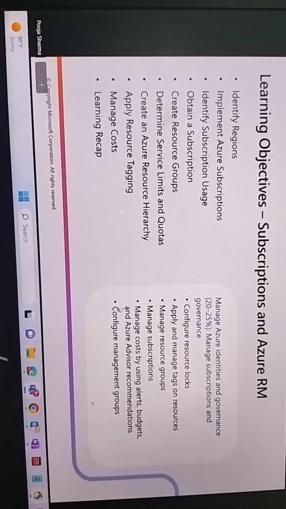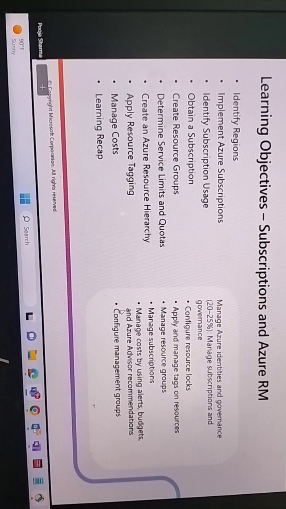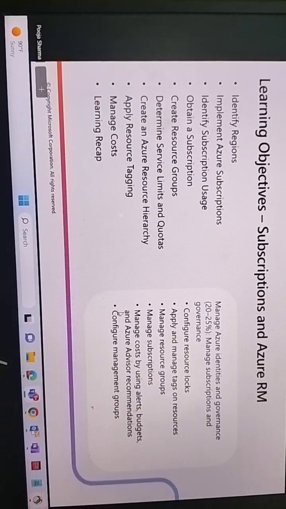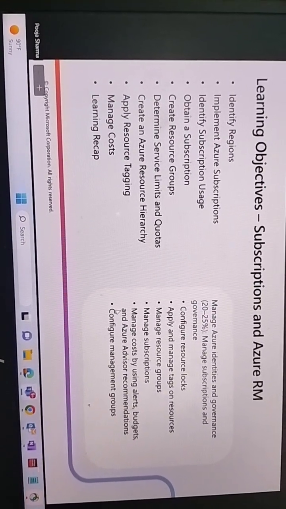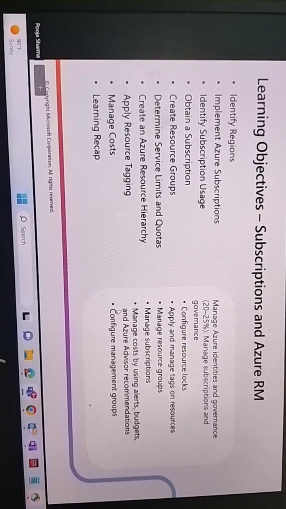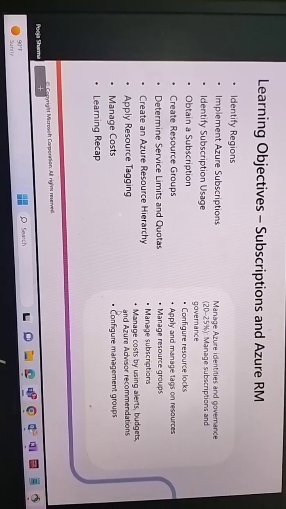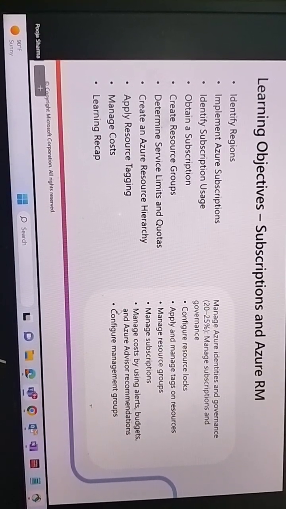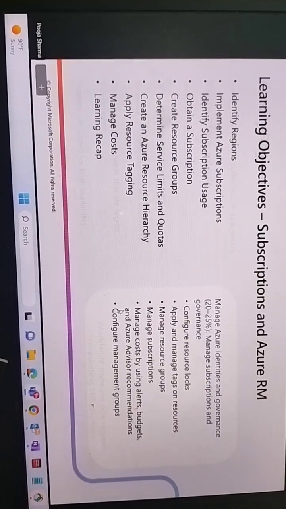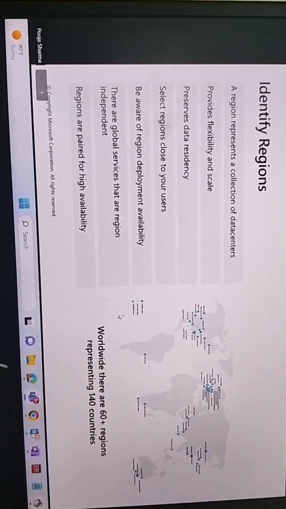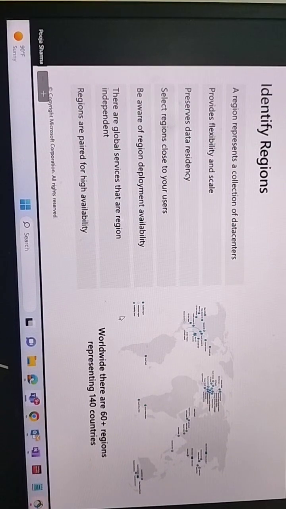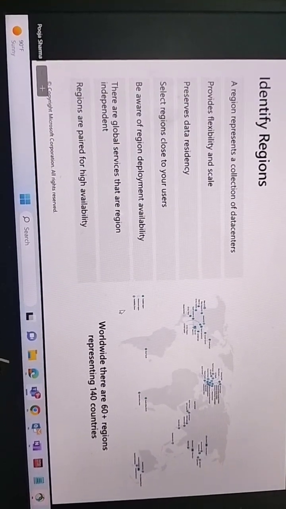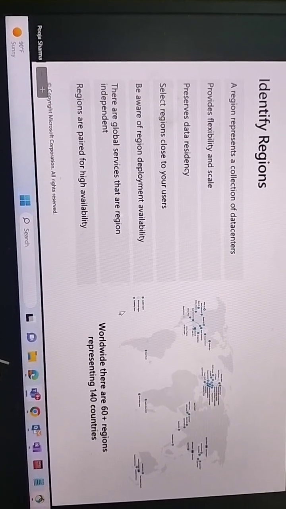In this module, we're going to discuss how to implement the subscription, how to identify the usage of the same, the regions, resource groups, how we can see the quota, limits, everything, right? The first component we are going to discuss right now in this module is identifying Azure regions.